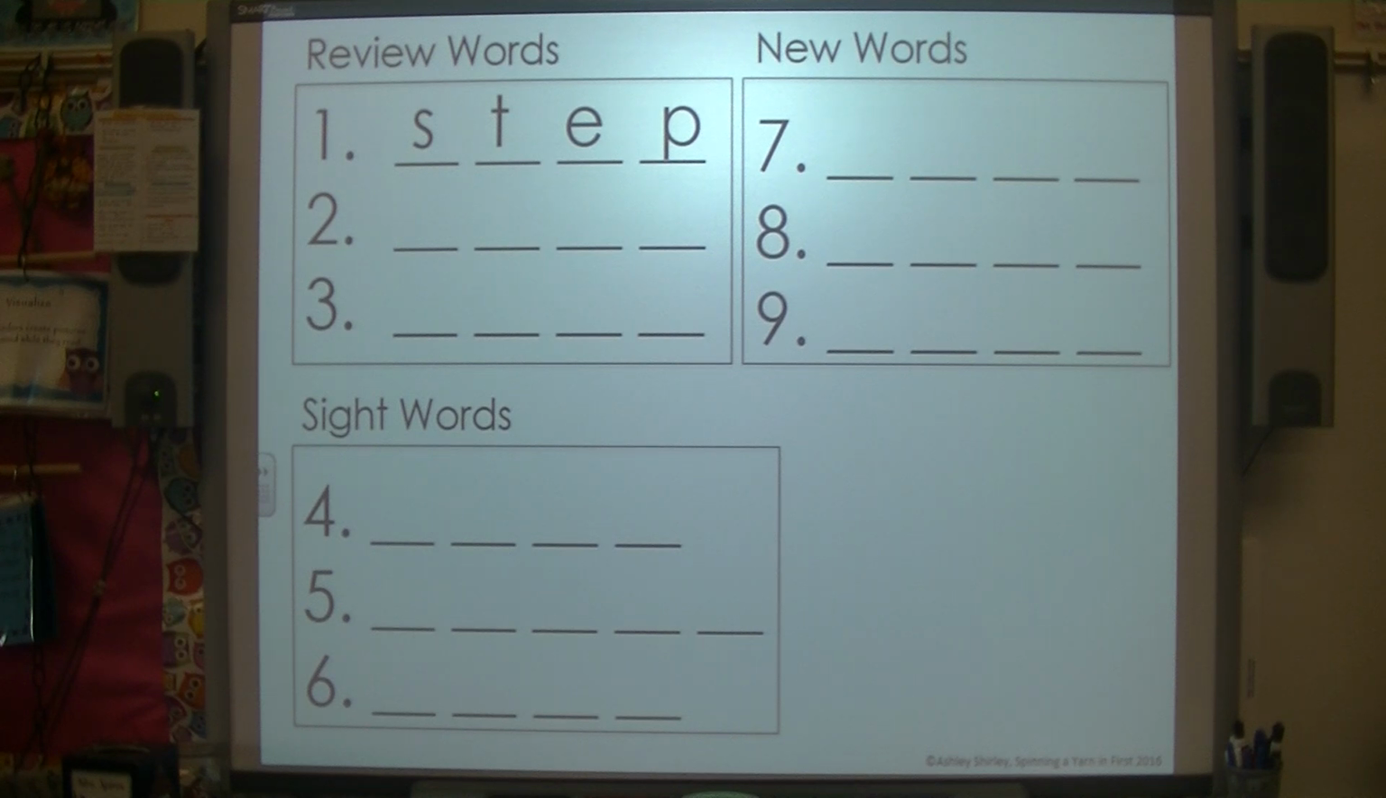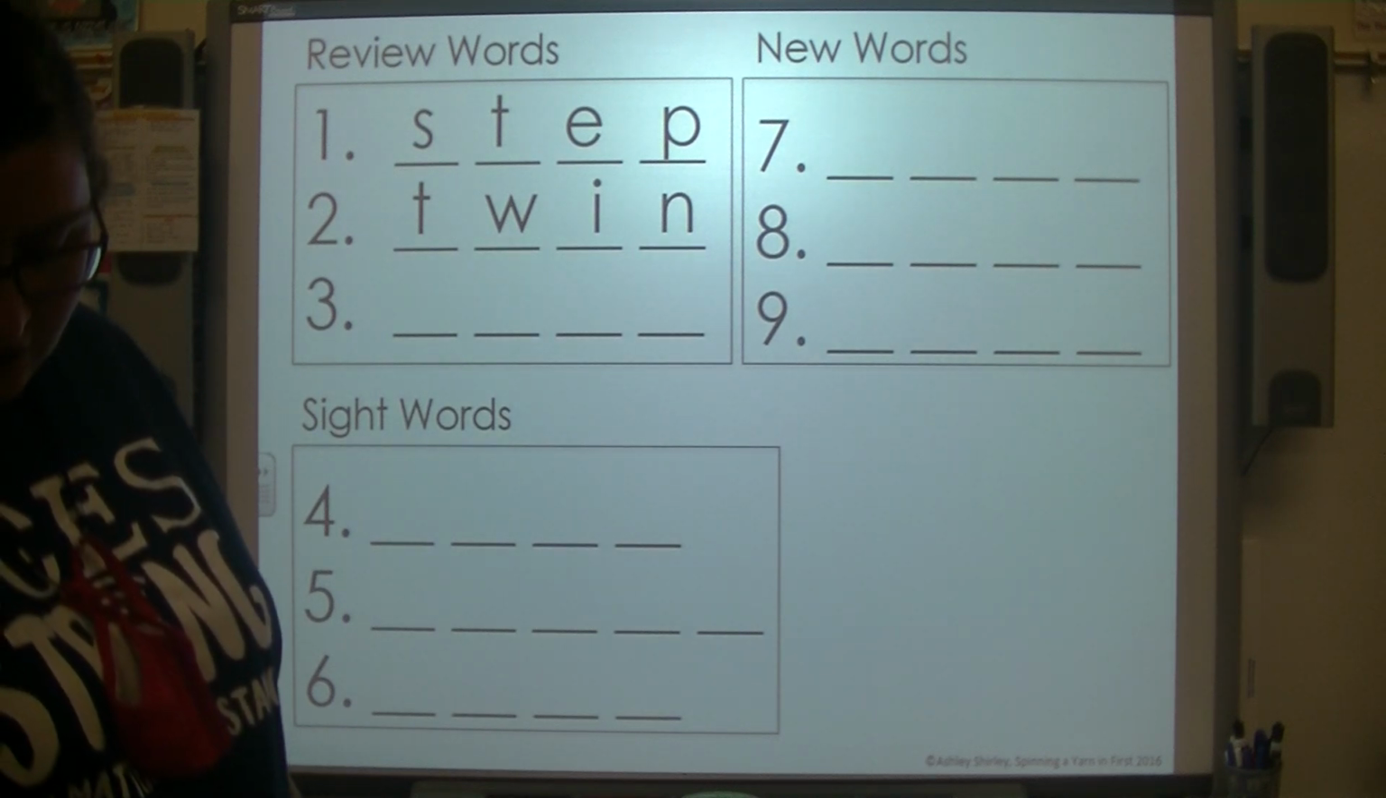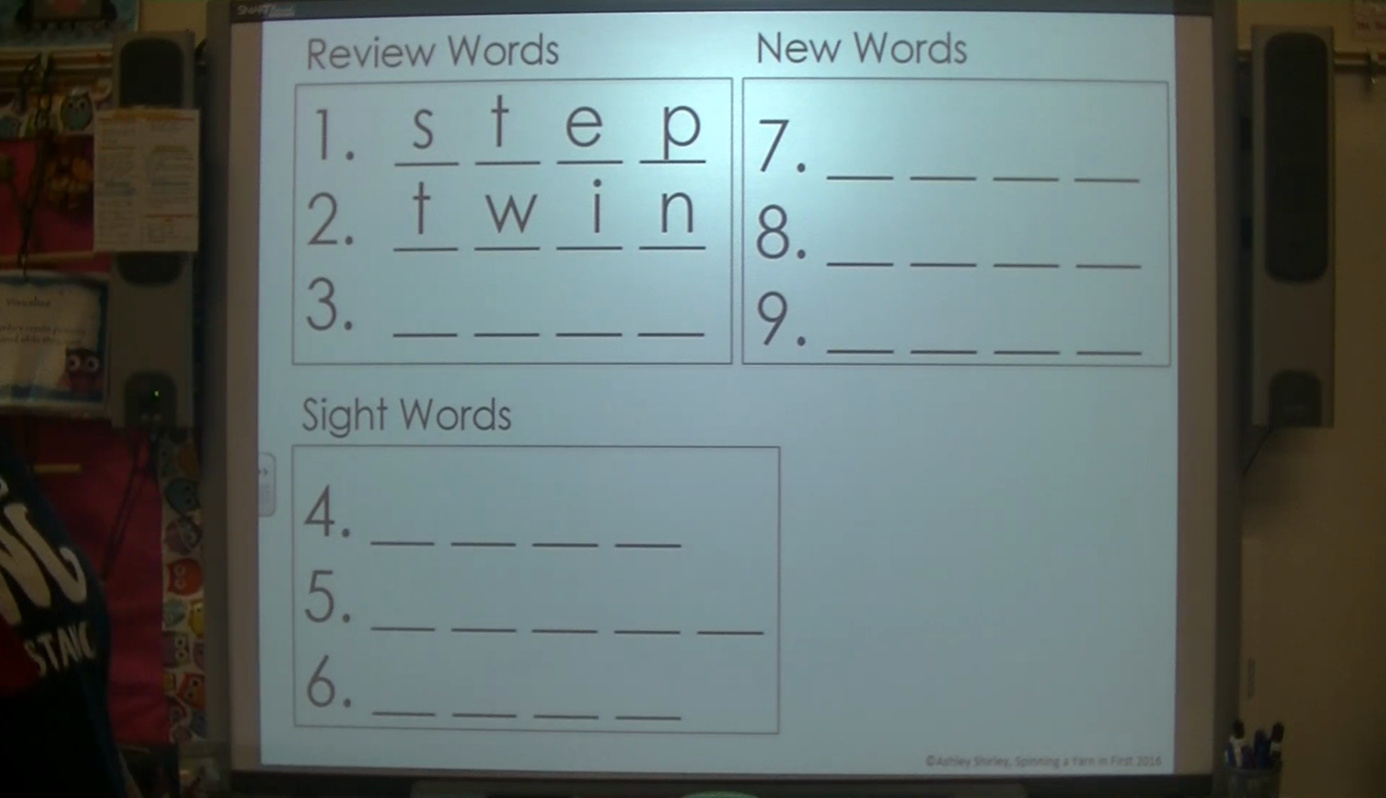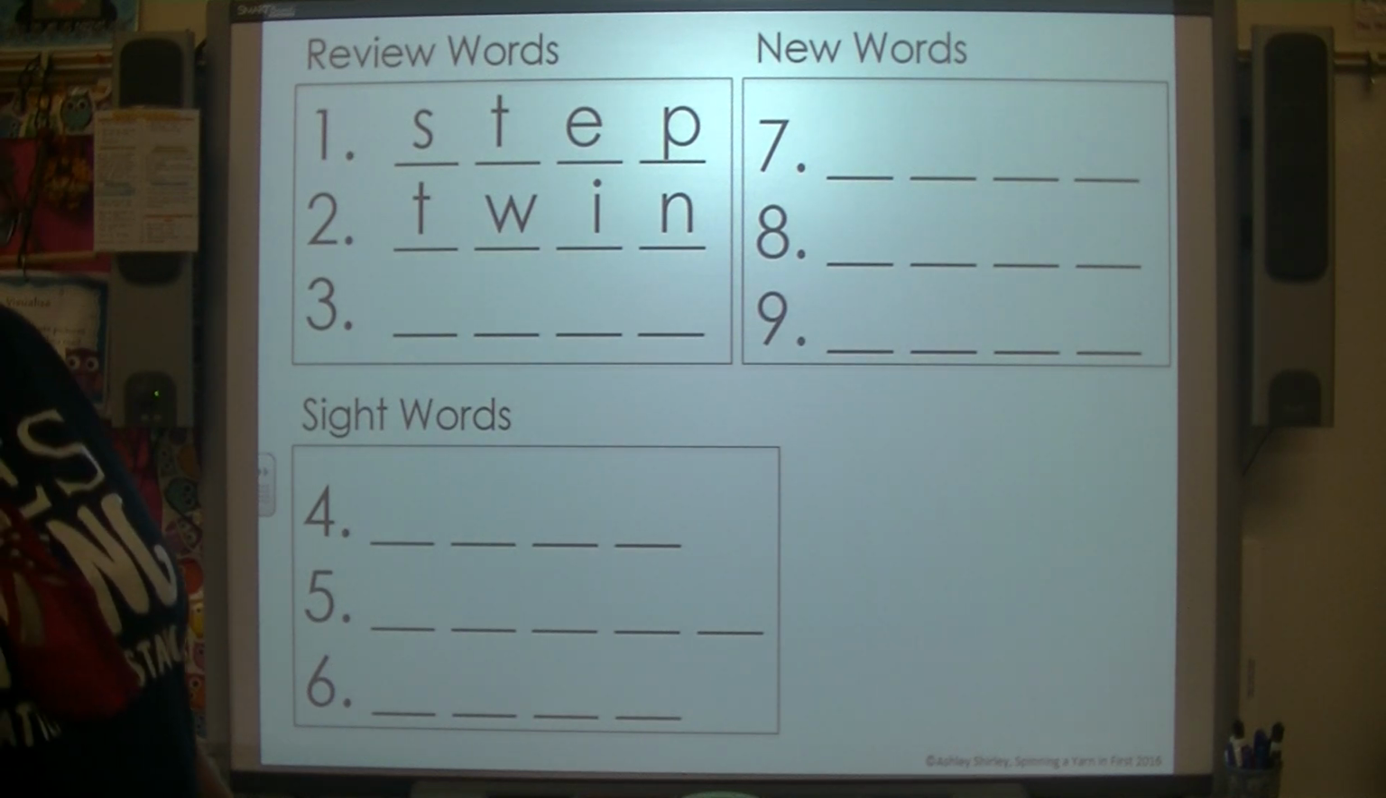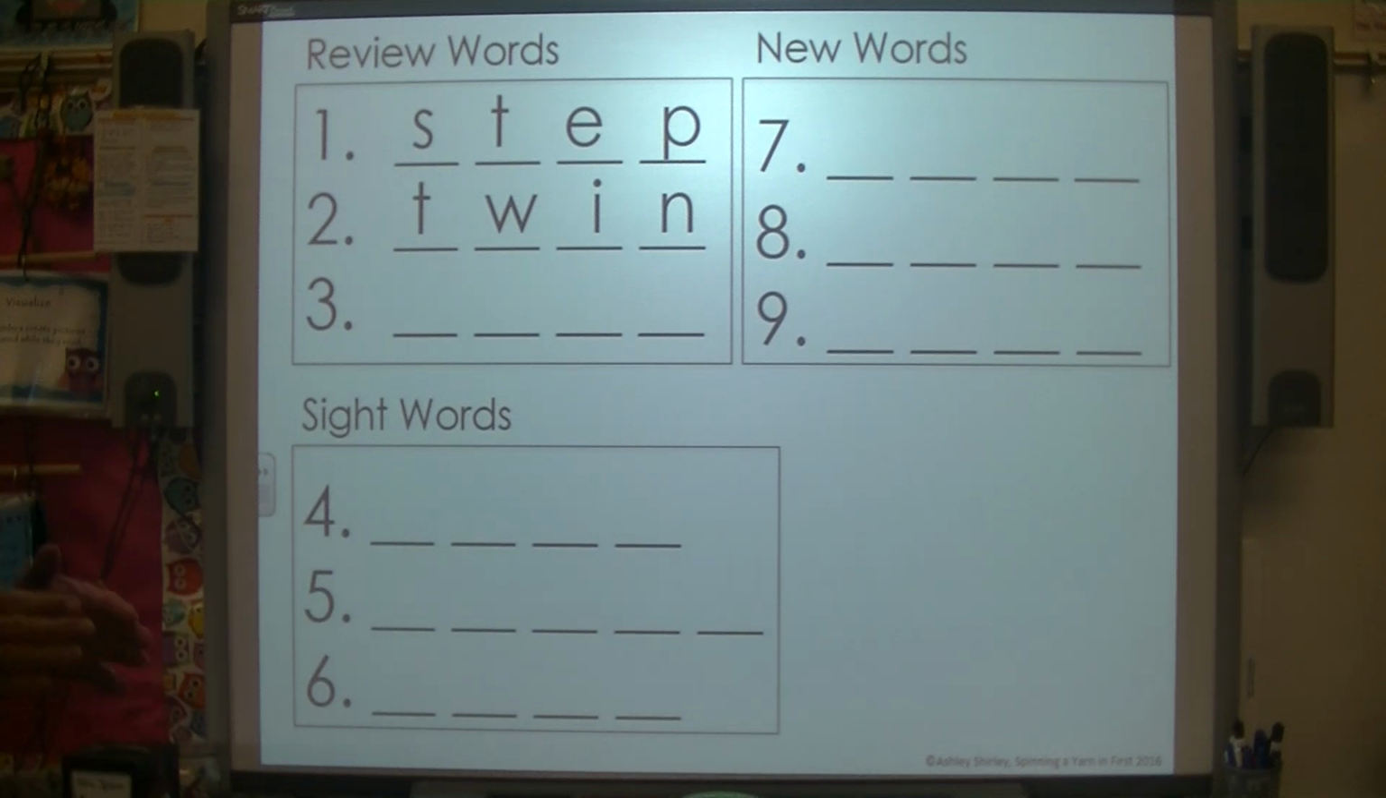Check your work. Twin. Let's spell it together. T-W-I-N, twin. All right, number 3. We are going to spell the word grin. All right, grin.